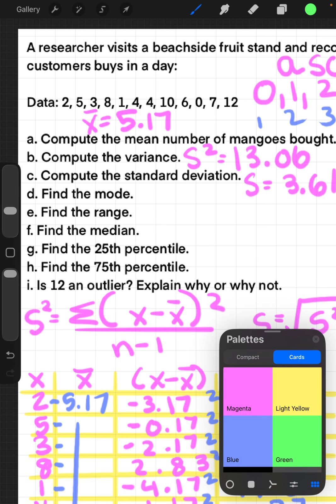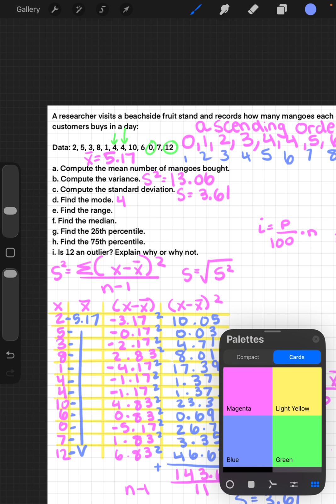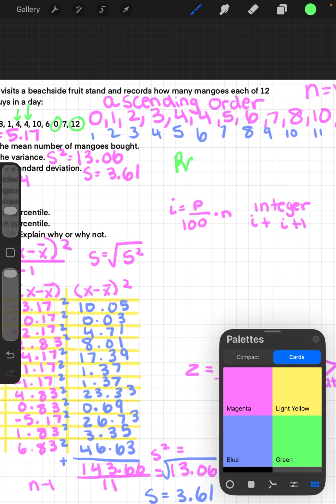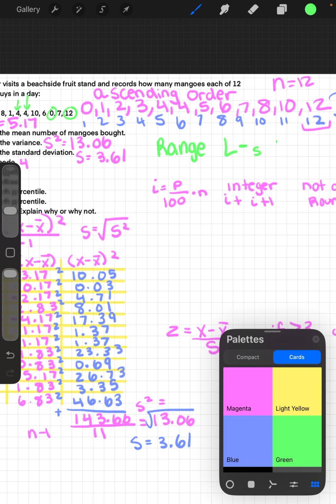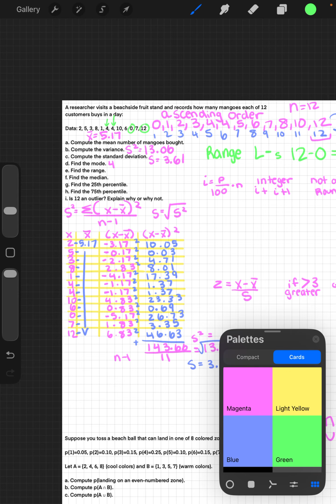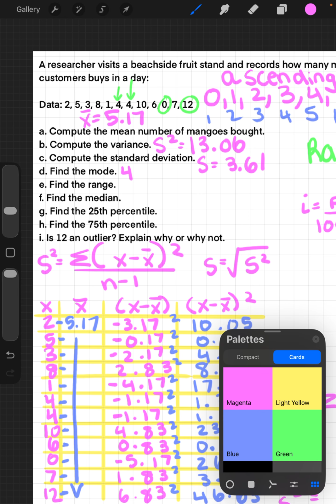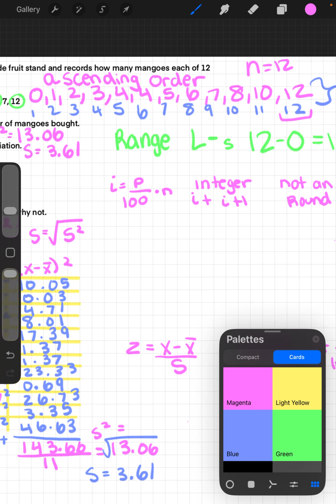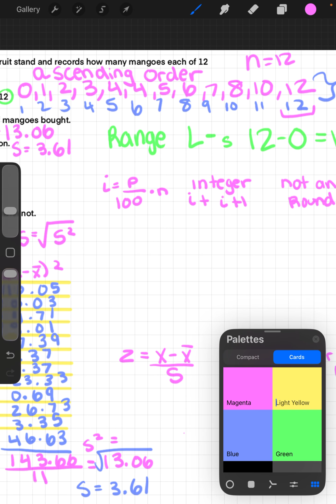Now we're going to find the mode. The mode is whatever shows up more than once, which is going to be 4. Our range is the largest minus the smallest, which is 12 minus 0, which is just 12. And then the median, since n is 12, it's going to be in the middle.